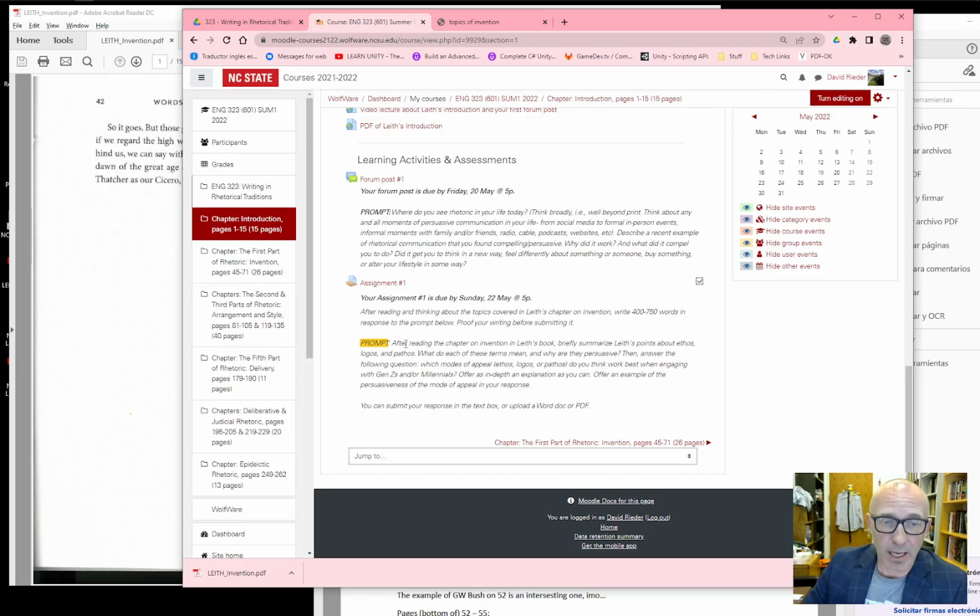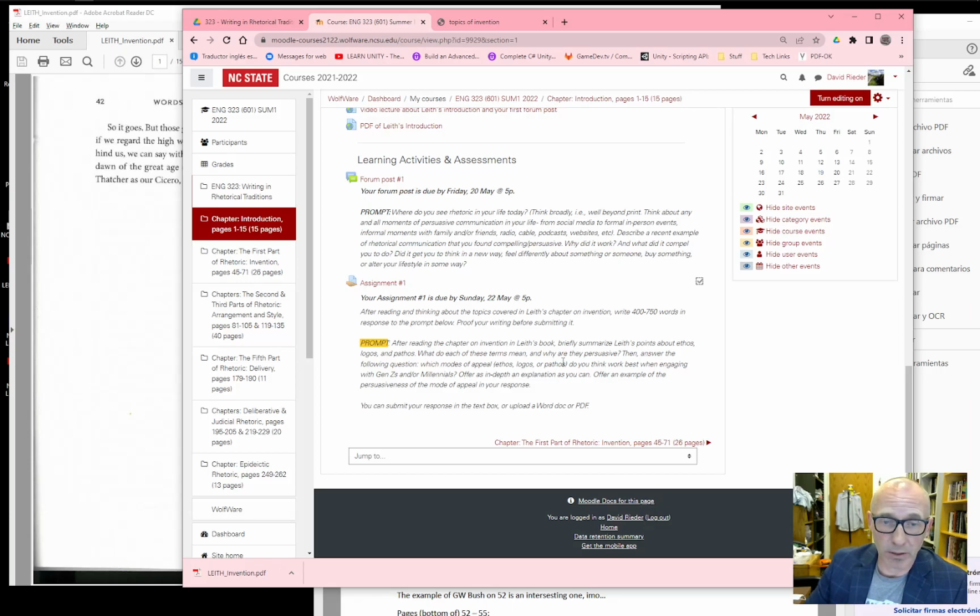Here's the prompt. After reading the chapter on invention in Leith's book, briefly summarize Leith's points about ethos, pathos, and logos. What do each of these terms mean and why are they persuasive? So that's the first part of your response. Then answer the following question.